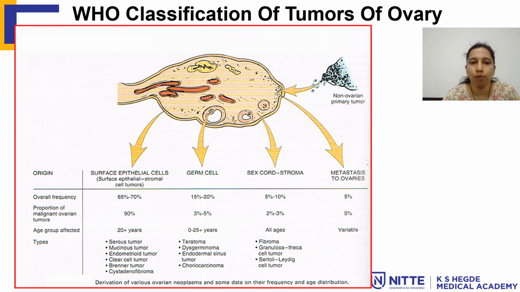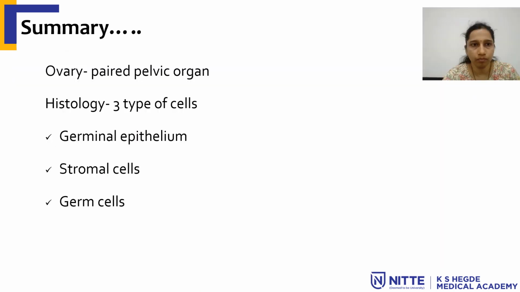So the predominant group of tumors of ovary will come under surface epithelial tumors, which accounts for around 60 to 70%, followed by 15 to 20% of tumors which are germ cell tumors, 5 to 10% are sex cord stromal tumors, and 5% can be metastasis to ovary. That is malignant tumor arising from some other tissue which will come and metastasize to the ovary.